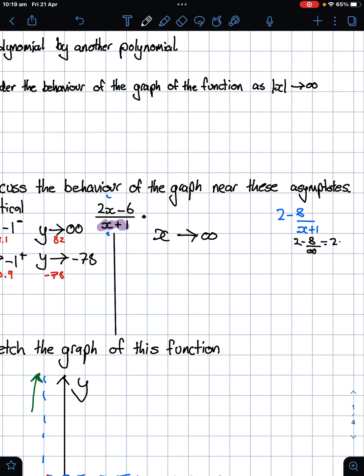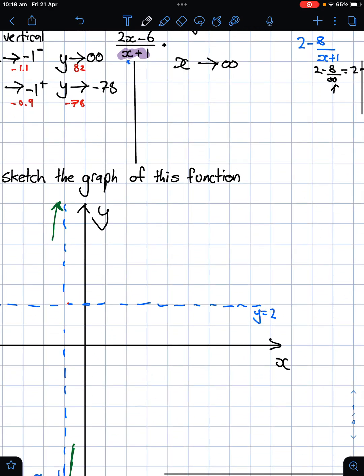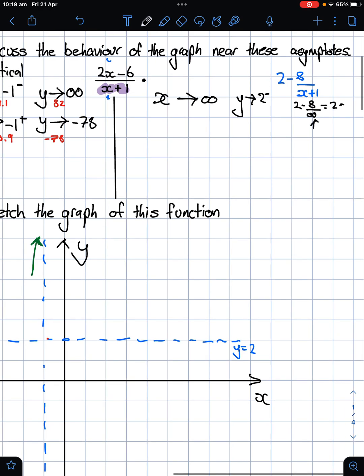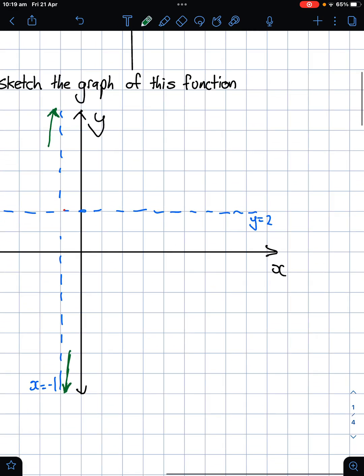Now, this is 2 minus, this is pretty much 0, but it's going to be a tiny value. So what we're thinking about here is, well, if that's the case, then our y value is going to approach 2, but from the negative side. It's going to come from underneath because it's 2 minus a little bit. So this minus thing here means that when I'm graphing, I'm going to have to be underneath here. So it's going to be like this.